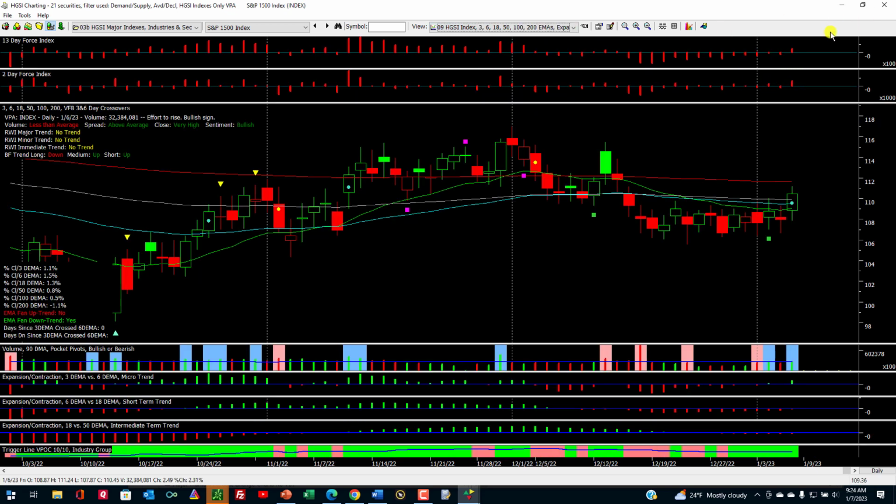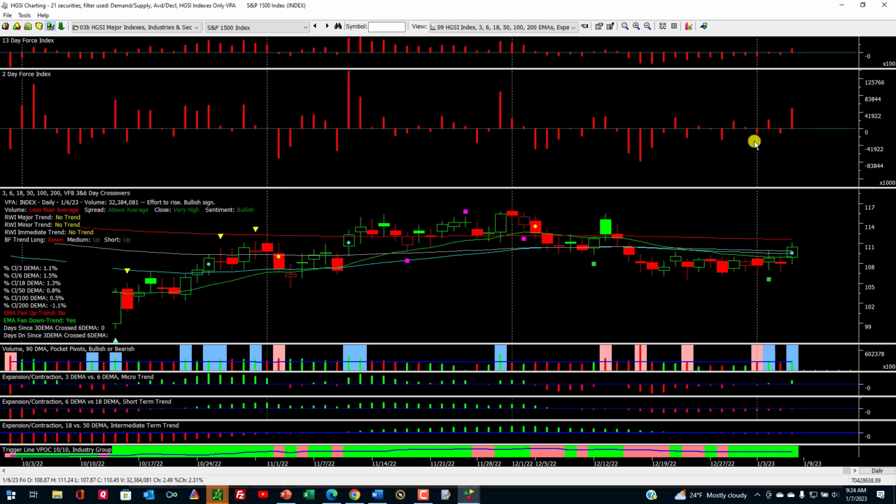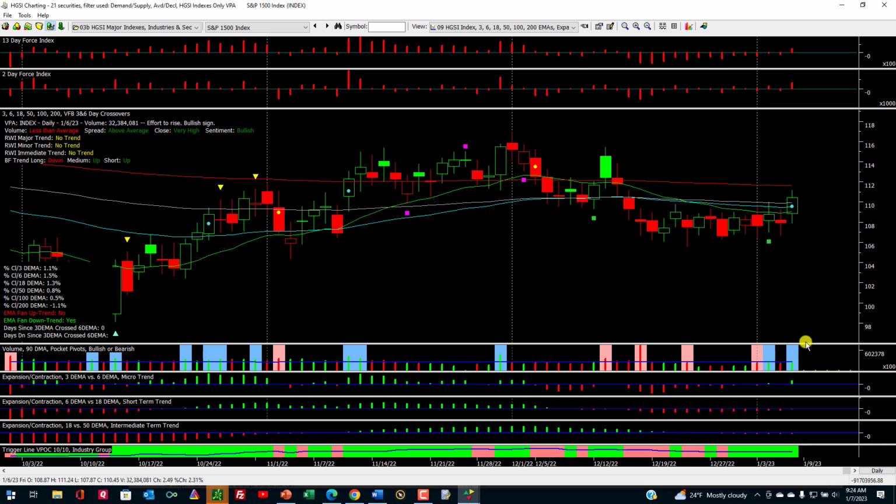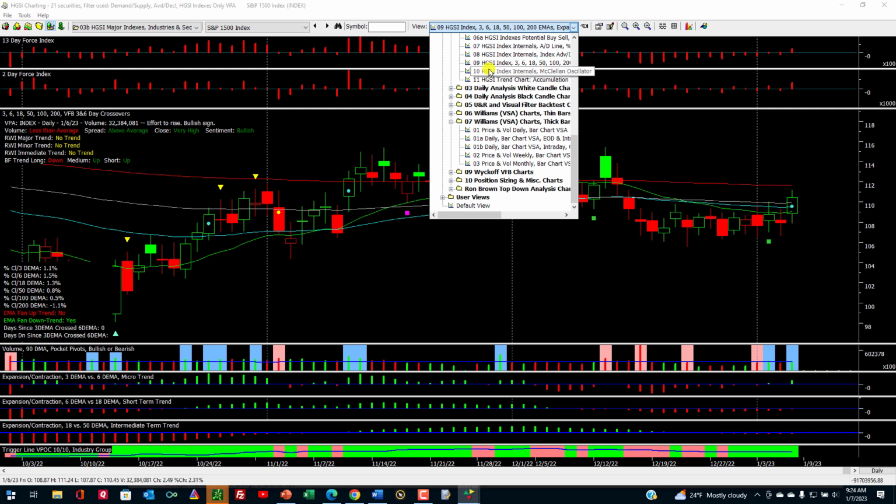Here are the force indexes. The 13-day force has been negative since back here, been getting better, and then yesterday it popped over the zero. This is the 2-day force, which is erratic. You can see it jumps back and forth, but here it's smoothed out over 13 days, and it too is giving a buy with a pocket pivot.